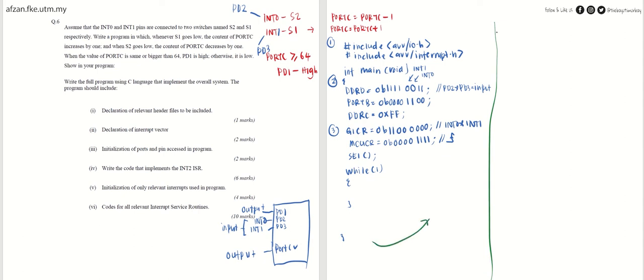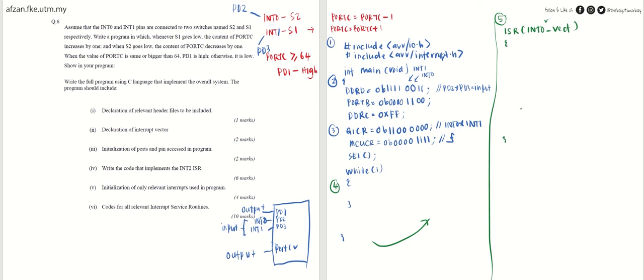Continue with step number 4, step number 5, your interrupt service routine. Now you have two interrupts here, so you have two ISRs that you need to create. The first ISR is ISR(INT0_vect). Make sure that the name is correct. Open curly bracket and close curly bracket down here.